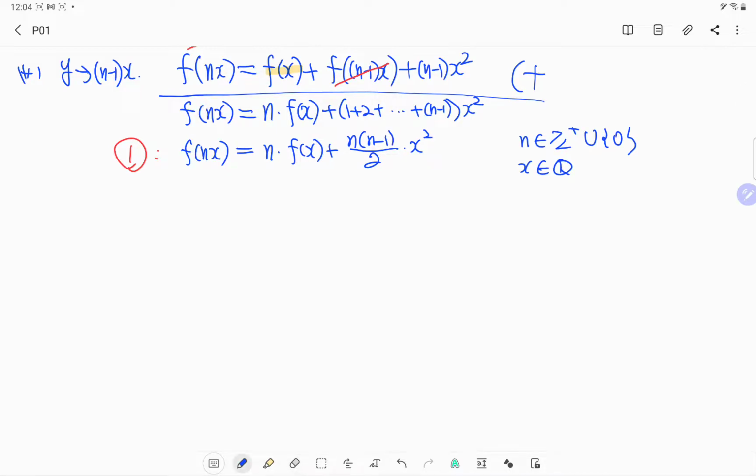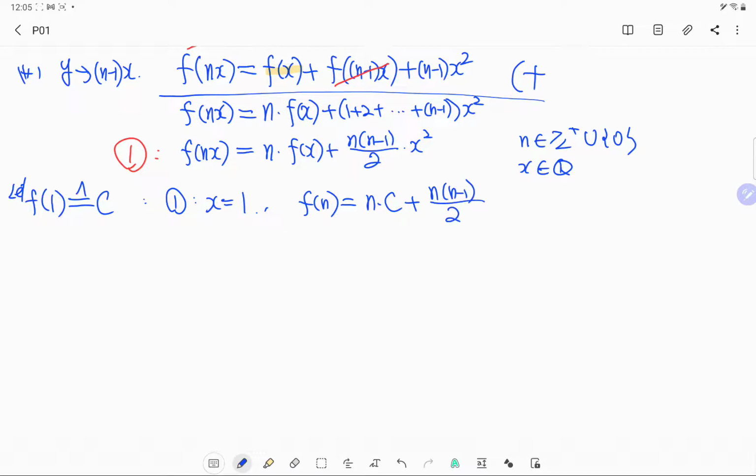So here we can just let f of 1 be a constant c, an arbitrary constant c. So in equation 1, we can just plug in x is 1. On the left hand side we have f of n, and on the right hand side we have n times f of 1, which is n times c plus n times n minus 1 all over 2 times 1 squared.